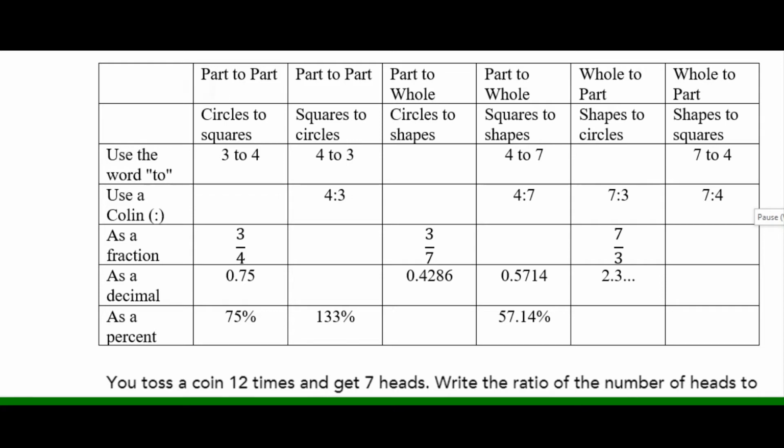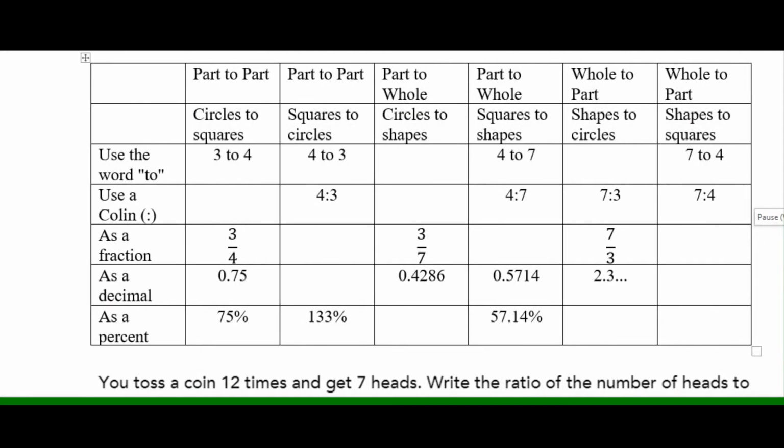So we have part-to-part ratios. So a part was the circles to the squares. These are 2 parts. So we can write it as 3 to 4. You could also use a colon, so you will write it in the same order. 3 colon 4, 3 to 4. You could also write it as a fraction. The 3 is the numerator, and then the 4 is the denominator.